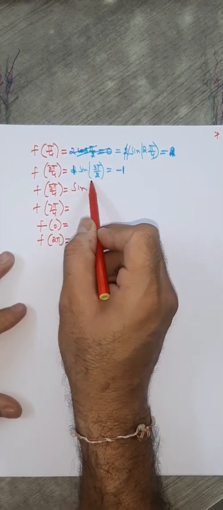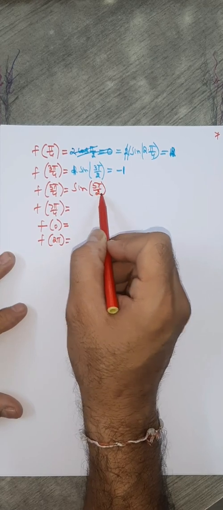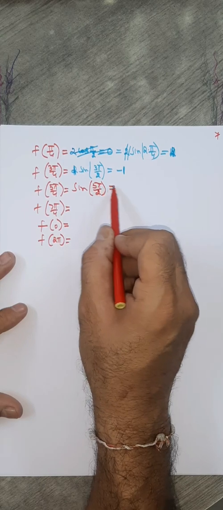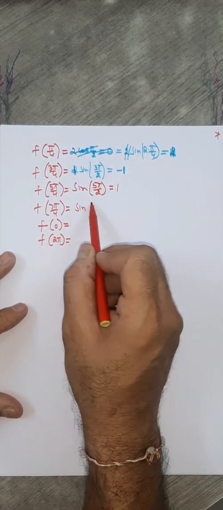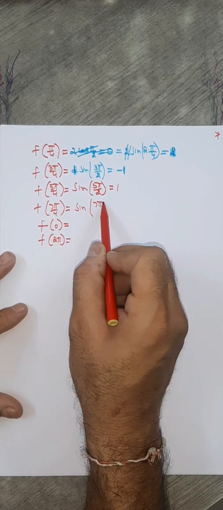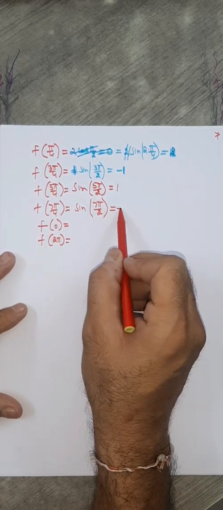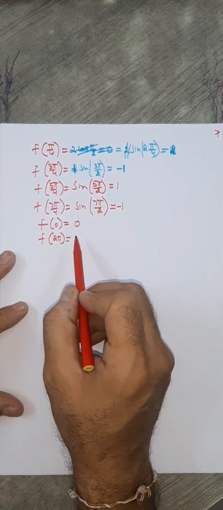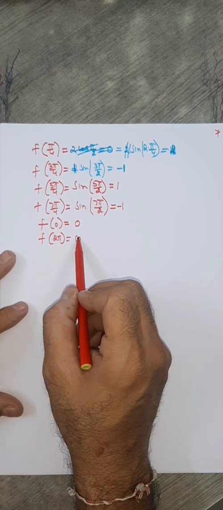So you have sine 5 pi by 2. Why 5 pi by 2? Because the 2 is multiplied inside. And you can just check, this is just 1. At the next place, sine 7 pi by 2. You can verify that this is minus 1. At 0, this is just 0. At 2 pi, again this is 0, because it becomes 4 pi.